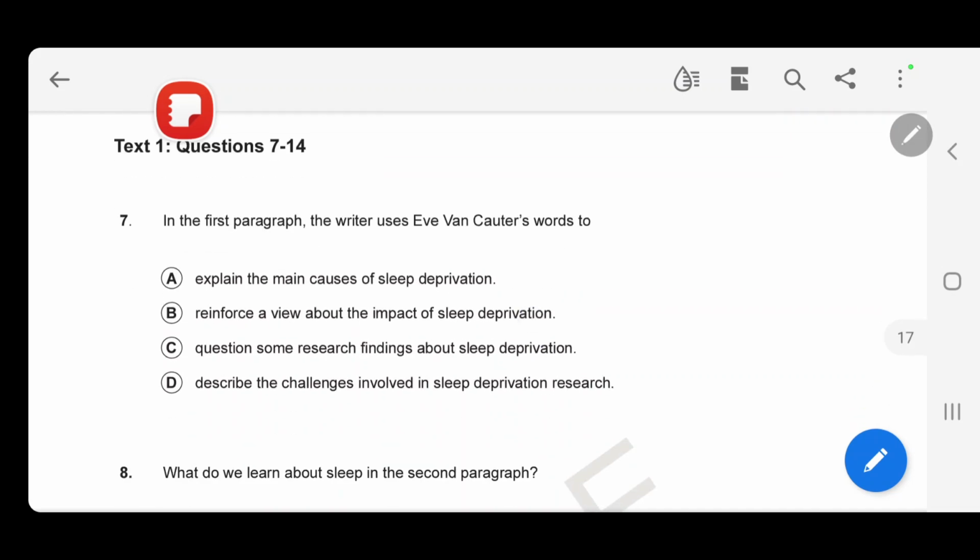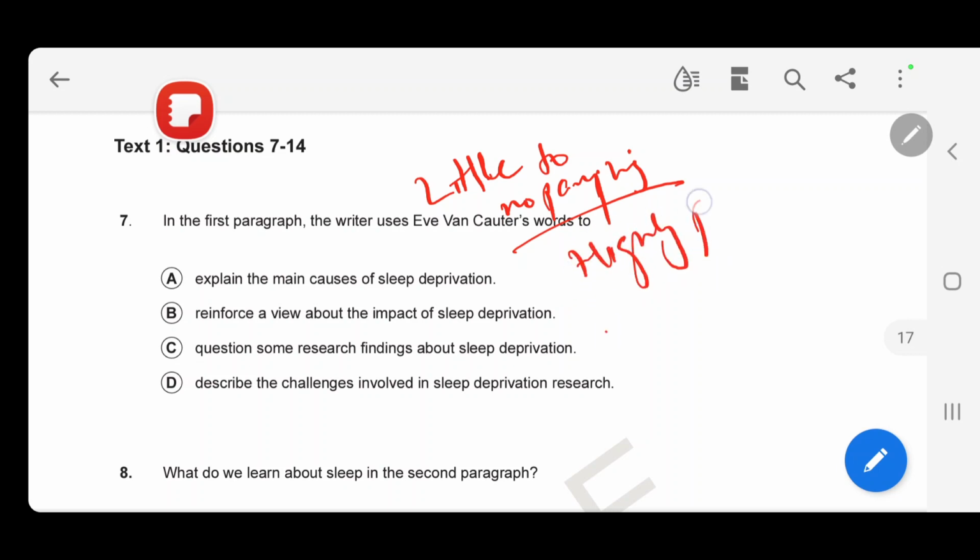The first one is where there is little to no paraphrasing, a kind of question where we have little to no paraphrasing. And sometimes we have highly paraphrased questions, and sometimes we have inference based questions.